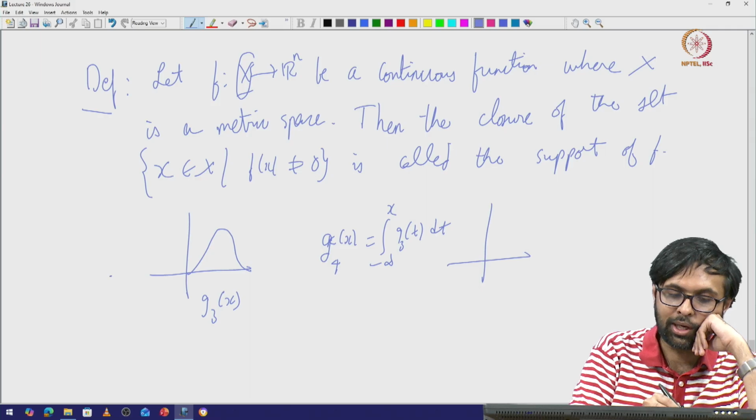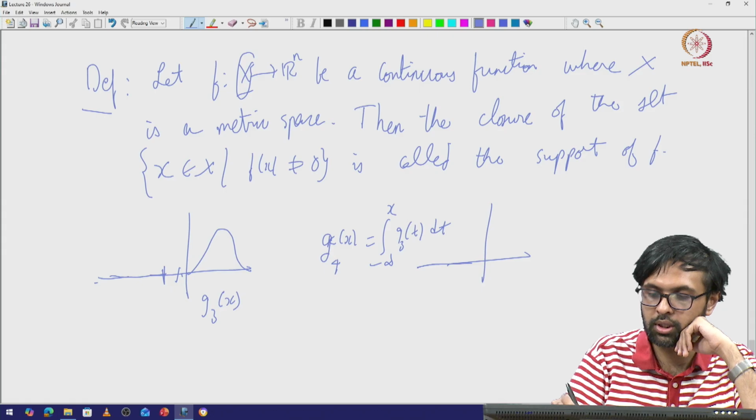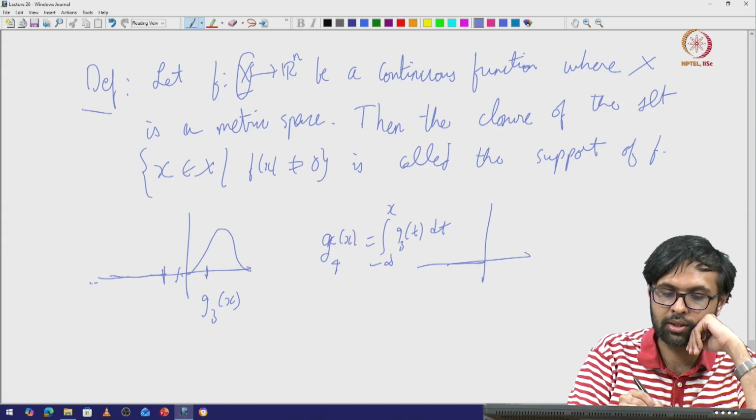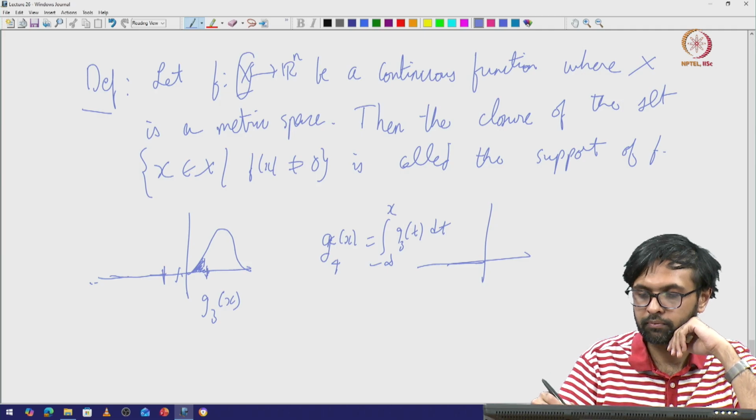You're not picking up any integral. When x is here, for instance, the integral from here to here is 0. When x is here, the integral from here to here is 0, and so on. So G4 is still 0 here. When x is here, the integral from minus infinity to this point is the area until this point. Right? So the area keeps increasing.